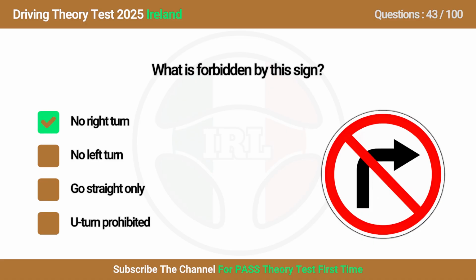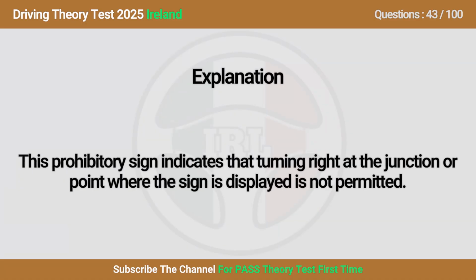Answer is A. No right turn. This prohibitory sign indicates that turning right at the junction or point where the sign is displayed is not permitted.